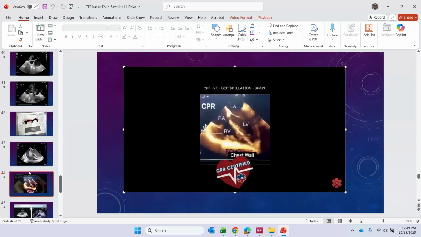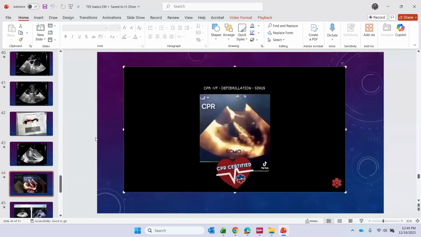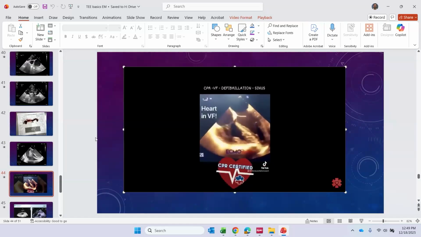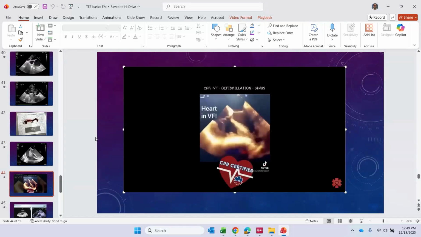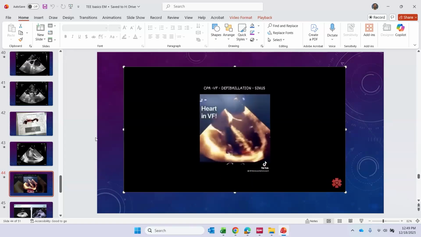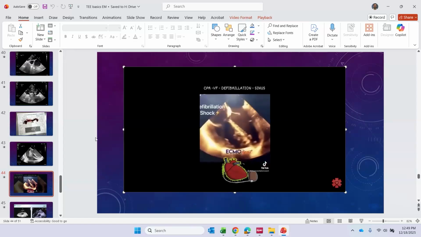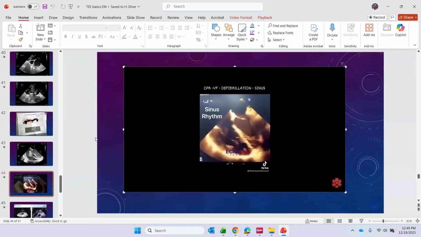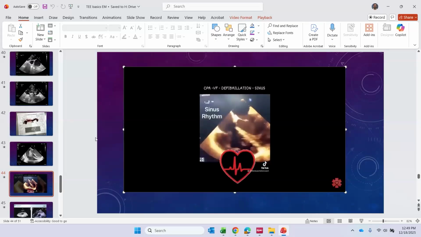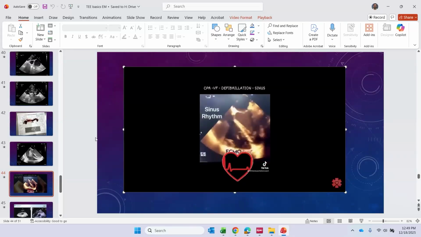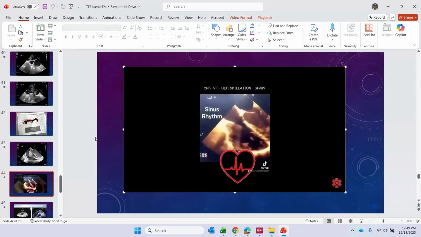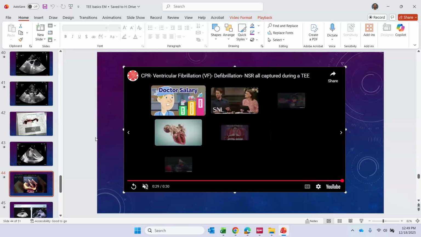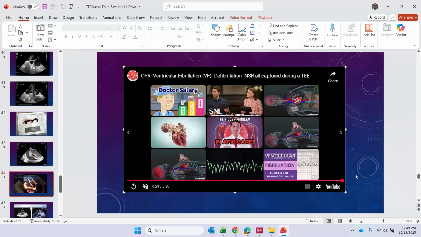There we go. So again, this is similar to what we saw earlier, where we're doing CPR on a patient and then they hold compressions and you can see the fibrillation of the heart, right? We're clearly in VFib. This is, again, a mid-esophageal 4-chamber view. We've now shocked the patient, and we've resumed a sinus rhythm. So this is kind of using the TEE during a code situation.